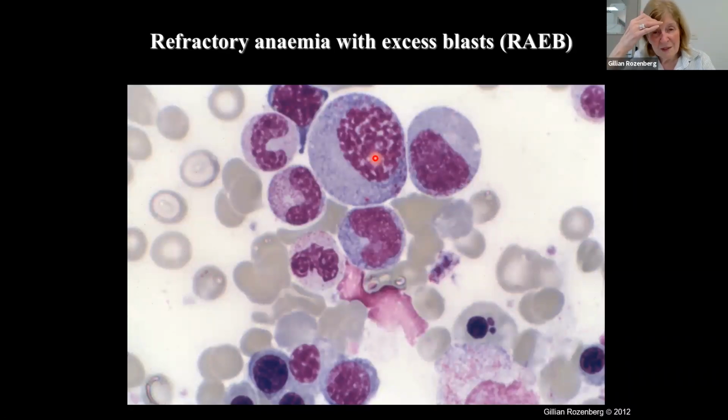This is not my best film. I didn't really want to use it because this is a bone marrow. That's not such a perfect marrow, but I had to put it in because this is a red cell precursor with 2 buds on the nucleus of the red cell precursor. And this is a classic feature.